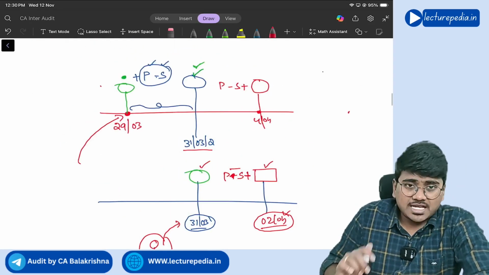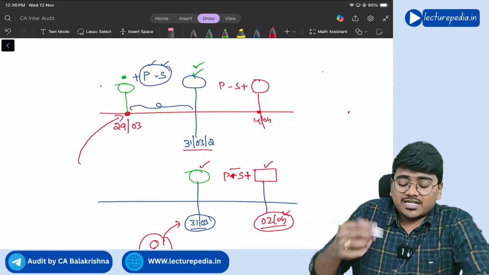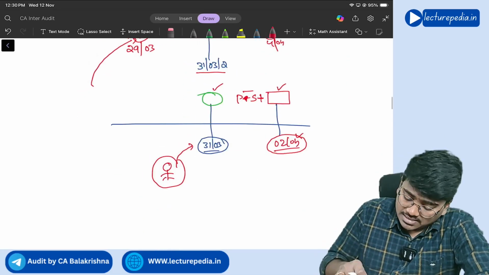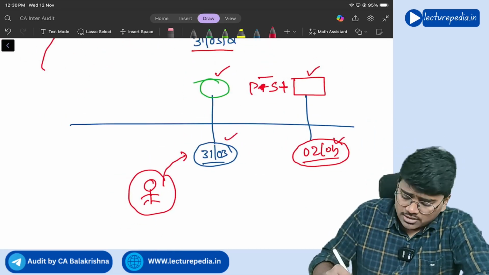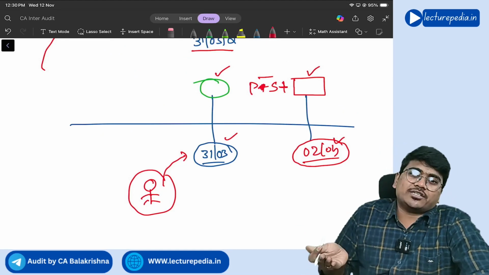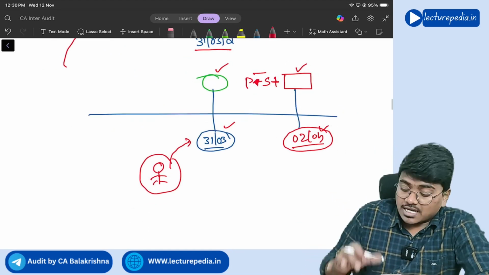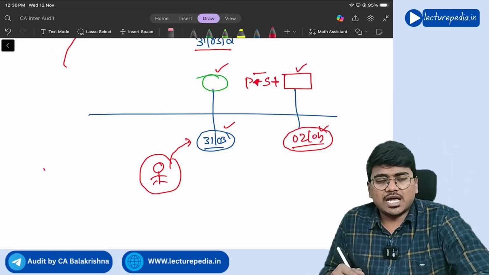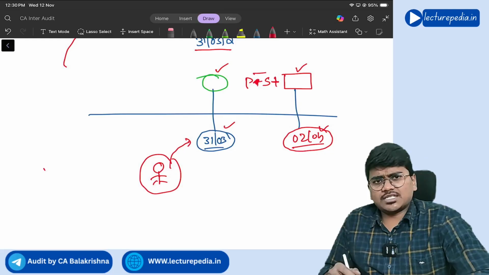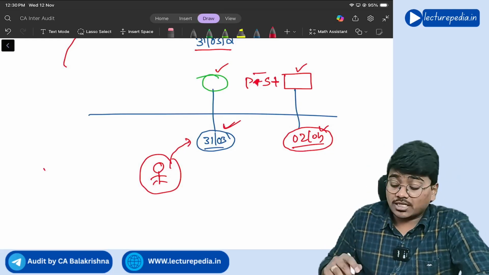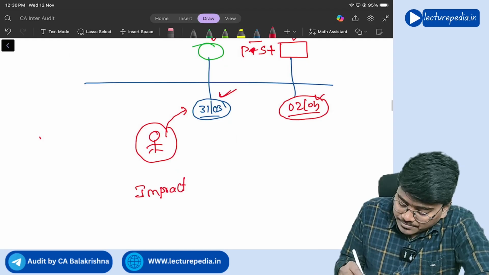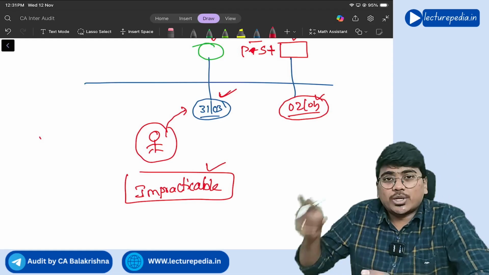So in the first scenario, the auditor attended, but it was conducted on a date other than 31st March. In the second scenario, it is conducted on 31st March only, but the auditor did not attend. Got it? Yes. Next, coming to the third scenario. In the third scenario, what happened is, the entity conducted physical inventory verification on 31st March only, but it is impracticable for the auditor to go to that location.